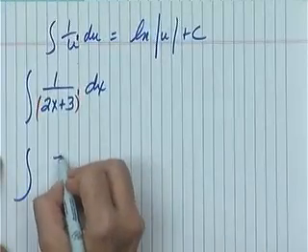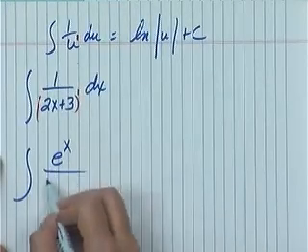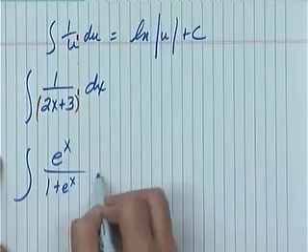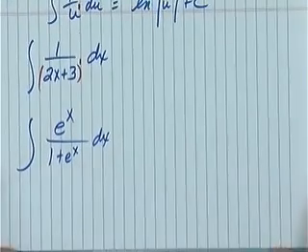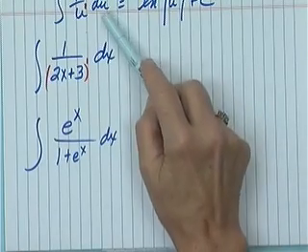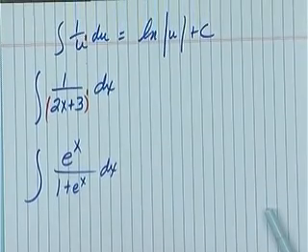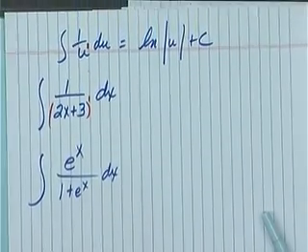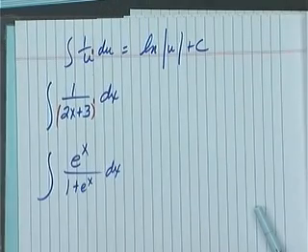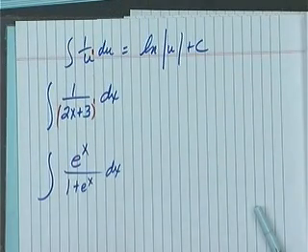The integral of e to the x over 1 plus e to the x dx. The hint is it's a 1 over u du problem. You always go to the most complicated looking function. And 1 plus e to the x is more complicated than e to the x.